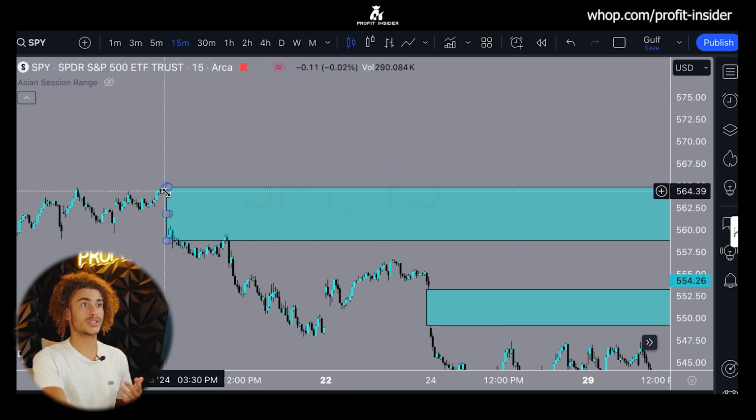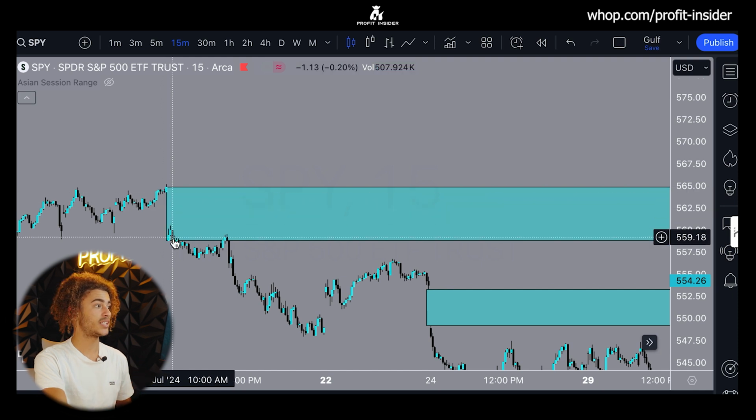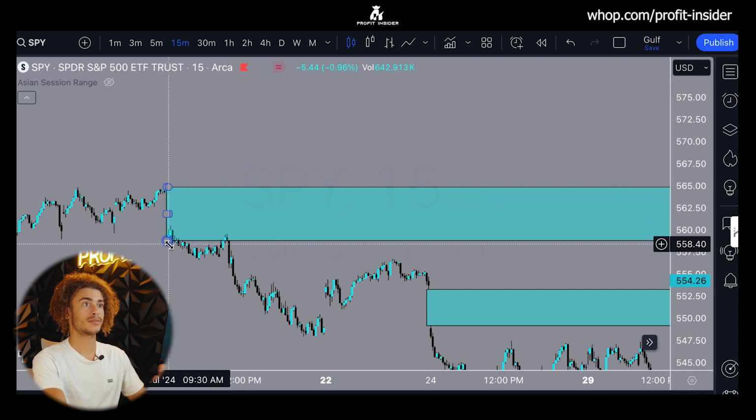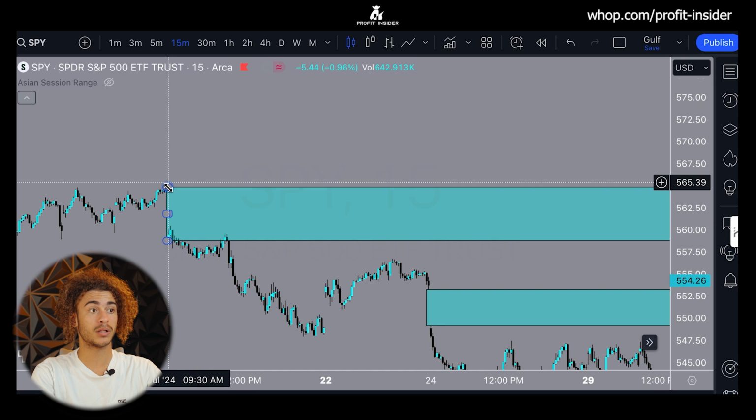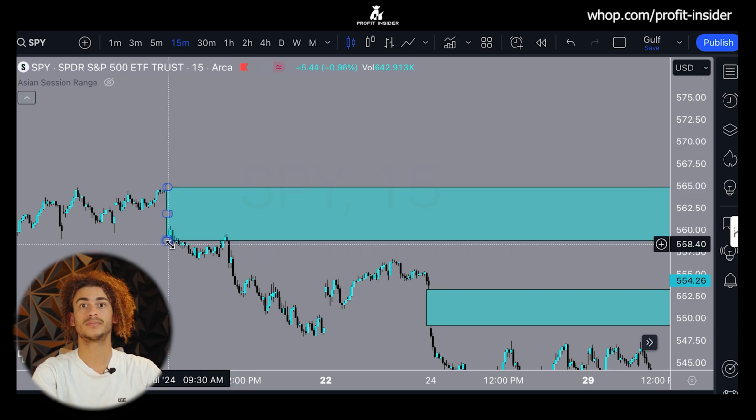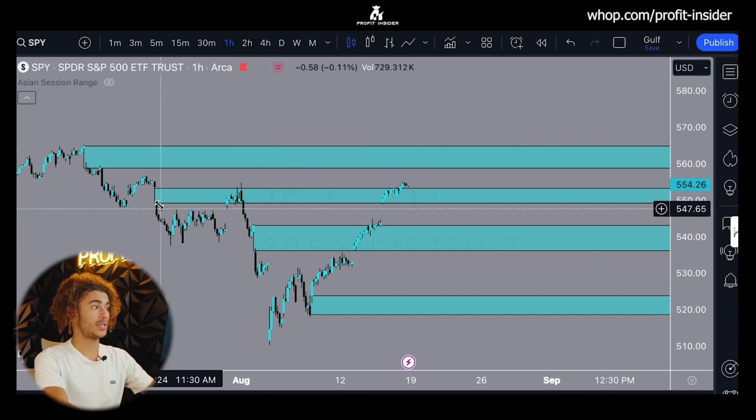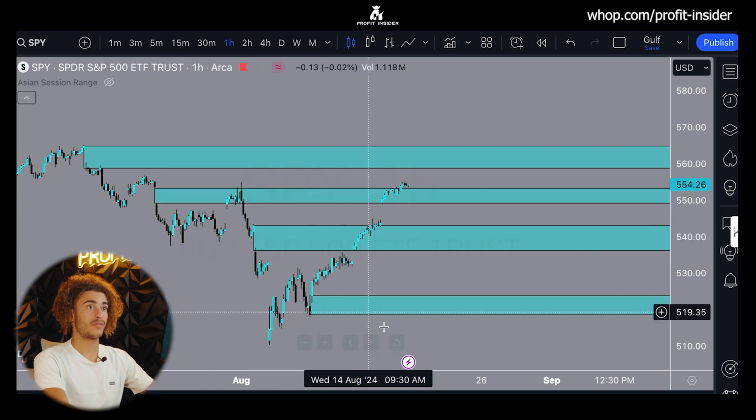Right here, you can see where price closed on Tuesday, and then you can see exactly where it opened up on Wednesday morning. The gap is the distance between the close of this buying candle and the open of this next buying candle on Wednesday morning. You can see we also have a gap right here. We have a gap here, and then we have a few more gaps.